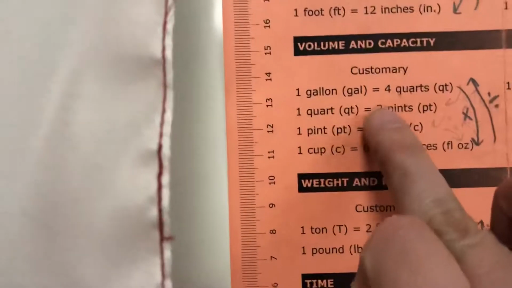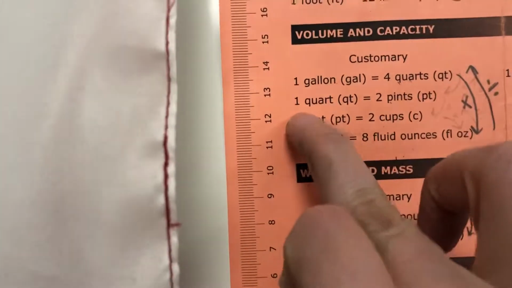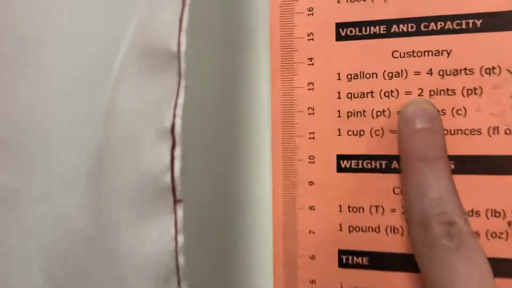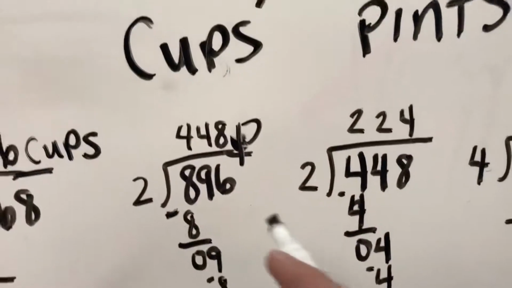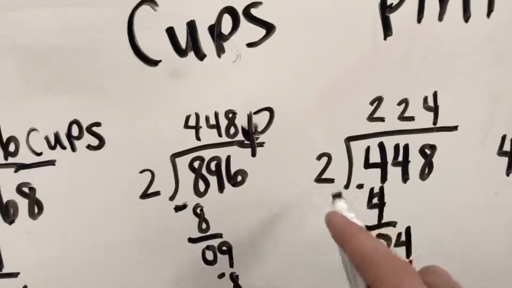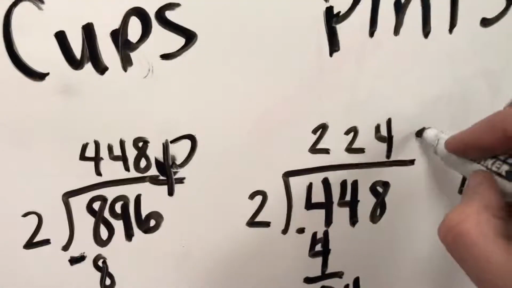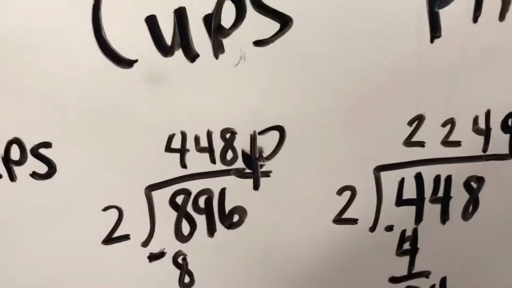Let me look. I notice that for every 2 pints that I have, that's equal to 1 quart. So I know I'm dividing because I'm going from a smaller unit to a larger one. I'm gonna divide by 2 because that's the number that it shows me. So I'm gonna do my 448 pints divided by 2, and that equals 224 quarts.